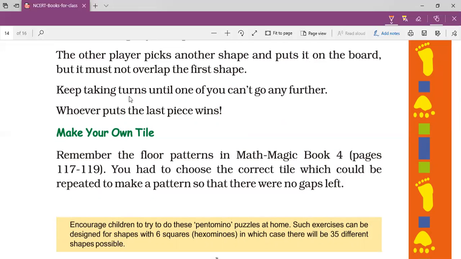Remember the floor pattern in Math Magic Book 4, pages 117 and 119. Yes, last year we had learned about building with bricks. In that we had learned the different brick patterns, and they are asking us to remember. So you had to choose the correct tile which could be repeated to make a pattern so that there were no gaps left.